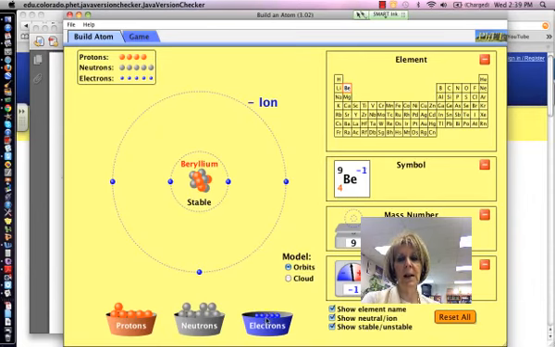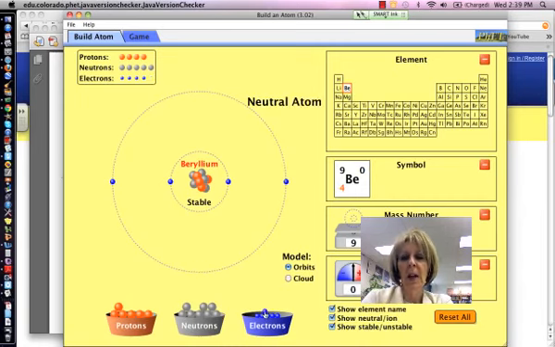Oops, I added one too many, didn't I? Way too many, there we go. There's my neutral atom. So I added 4 electrons, here's 4 electrons, which cancel the charge of the 4 positive protons. So that is an atom of beryllium.